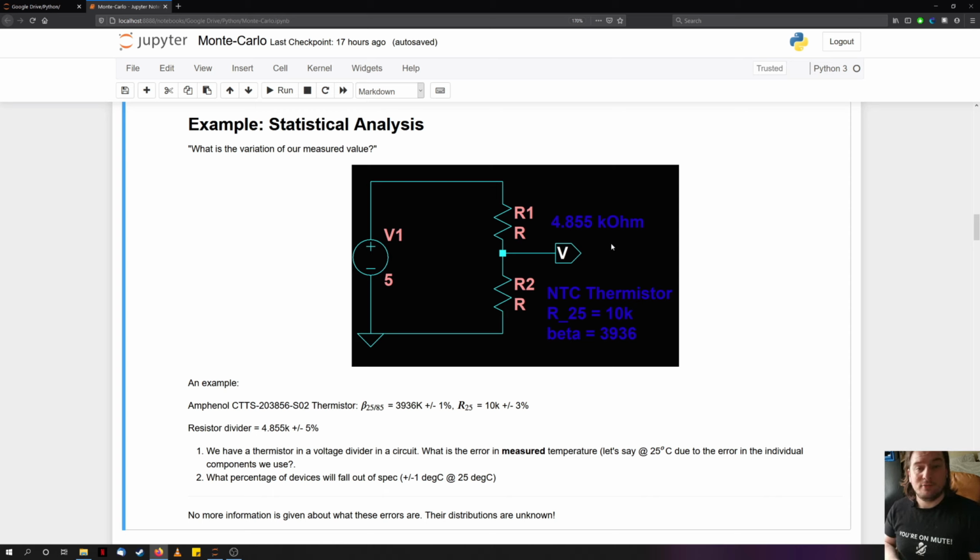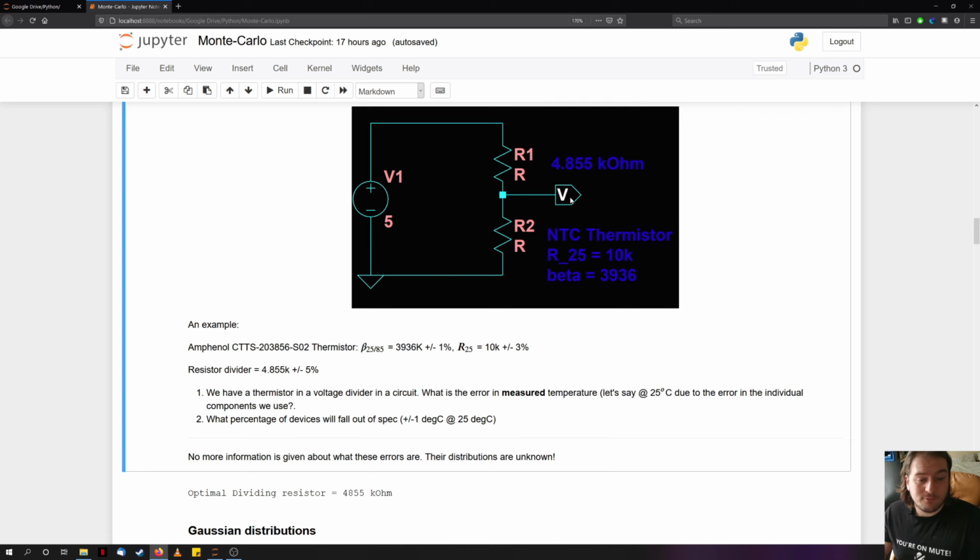But in reality, if we made lots of these devices, these are going to vary, and we'll get a spread of both of these. And so when we measure a voltage here, we're going to be assuming these values. In reality, they can often be quite different, so we need to know what's the typical range of temperatures that we would calculate based on our measurement of voltage.